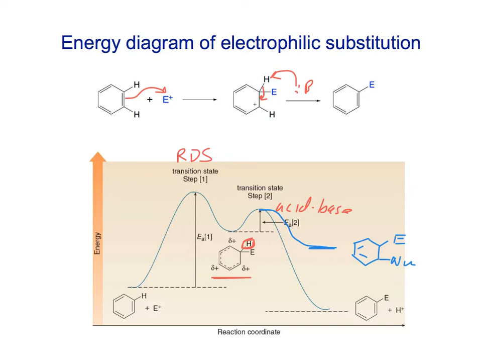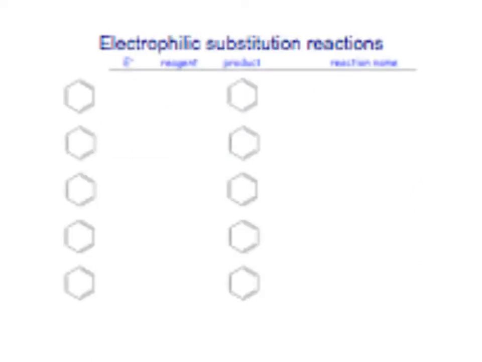Okay, so let's kind of just look forward at the reactions that we're going to do. All right? So we're going to have 5 different reactions. Okay? The first one is going to be the halogenation reaction. I'll just write it over here.